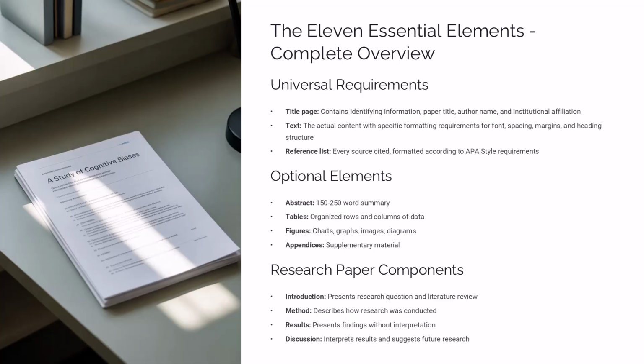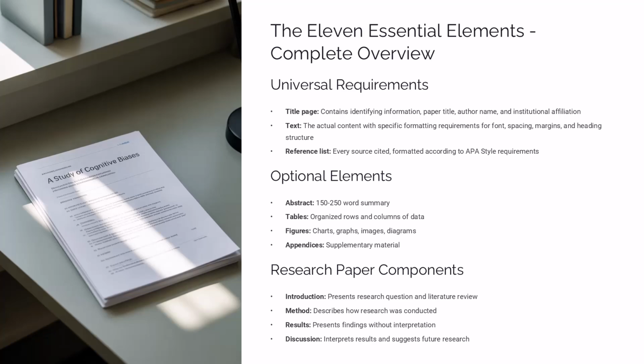The reference list contains every source you cited in your paper, formatted according to specific APA-style requirements. This is where the principle of correspondence becomes critical. Every citation in your text must have a corresponding reference, and every reference must be cited in your text. The reference list demonstrates the scholarly foundation of your work and allows readers to locate and verify your sources.